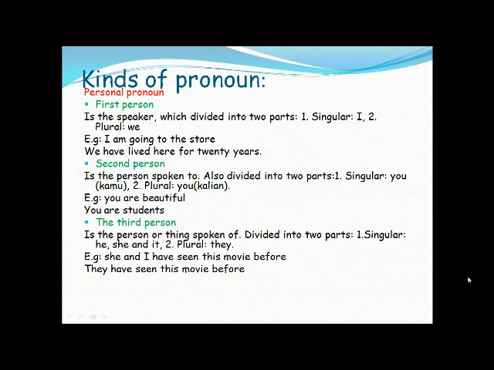And the third person is the person or thing spoken of, divided into two parts. The first is singular, for example he, she, and it, and the second is plural, they. For sentence examples: she and I have seen this movie before, and they have seen this movie before.